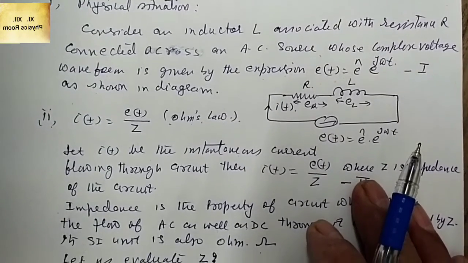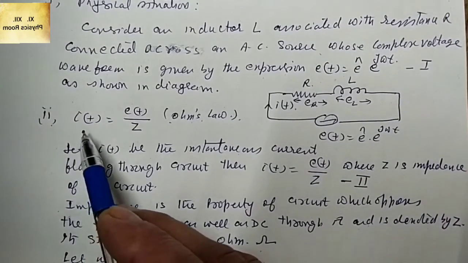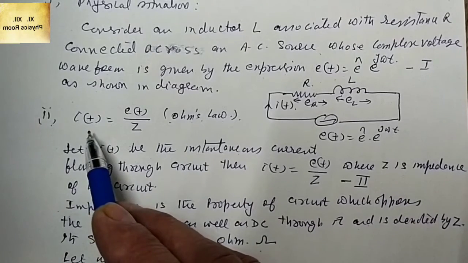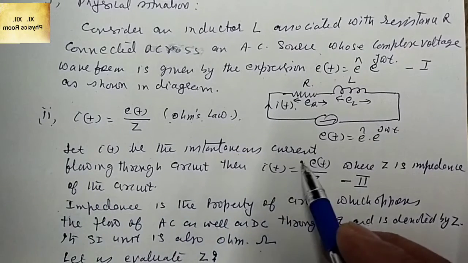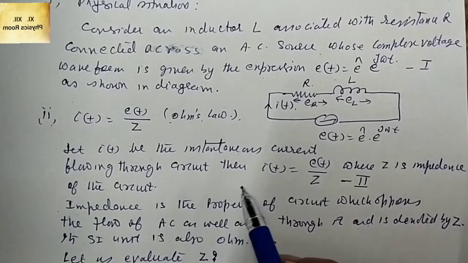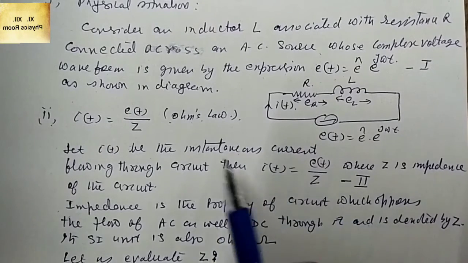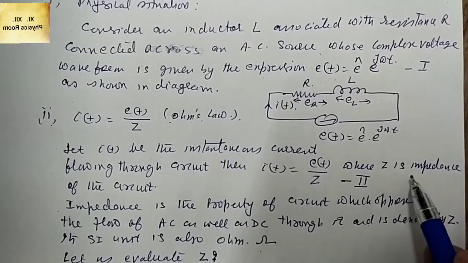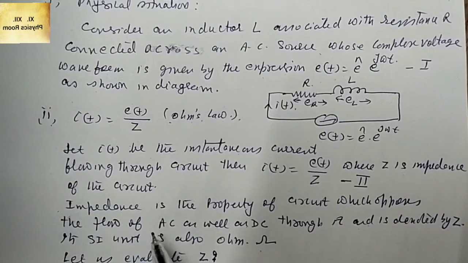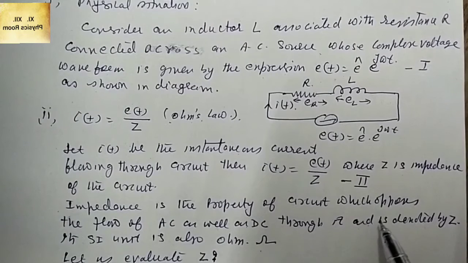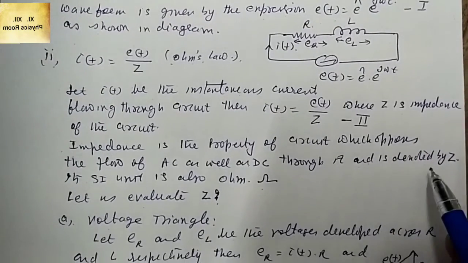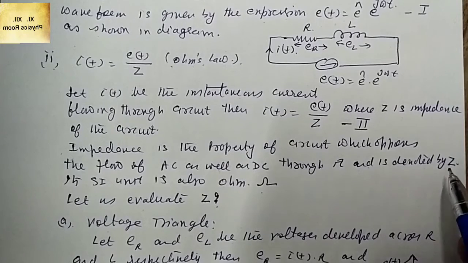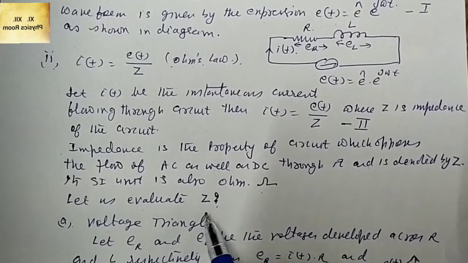In the second step, we follow Ohm's law to find the instantaneous current. Let I(t) be the instantaneous current flowing through the circuit, then I(t) will be equal to E(t) by Z, where Z is the impedance of the circuit. Impedance is the property of a circuit which opposes the flow of AC as well as DC through it. It is denoted by the letter Z. So let us evaluate Z now.